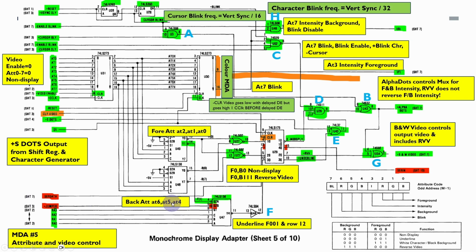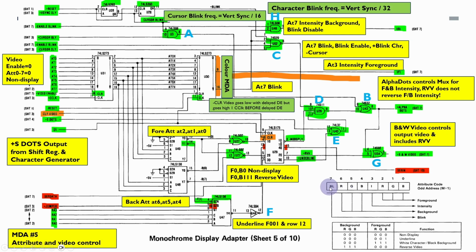The only other thing I should say is that coming into here as well, we also have the CRTC row address or raster address lines coming in here to determine which line we actually output the underline. And in this particular case, it's row 12. In our version of the adapter, we're actually going to use row 14 because the characters are slightly higher.